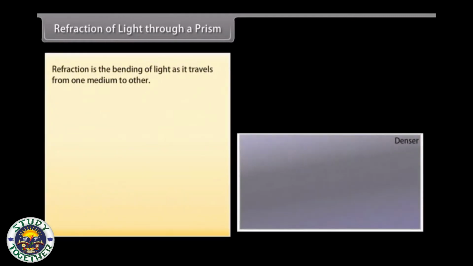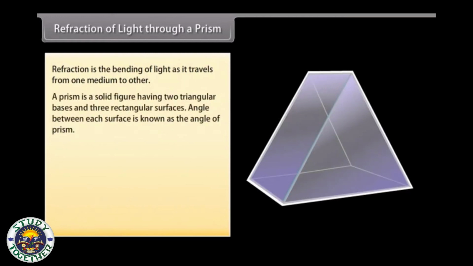Refraction of light through a prism. Refraction is the bending of light as it travels from one medium to another. In this section, we shall discuss the phenomenon of refraction by a glass prism. A prism is a solid figure having 2 triangular bases and 3 rectangular surfaces.